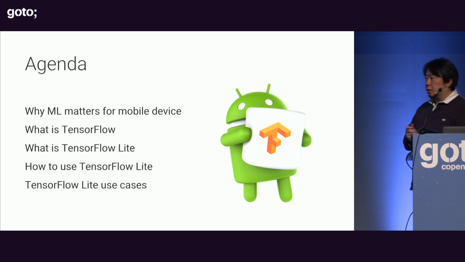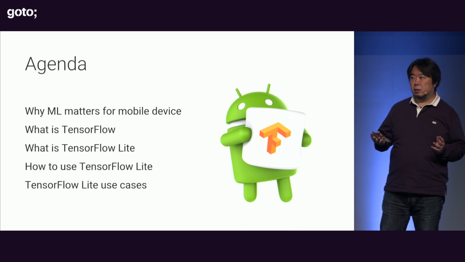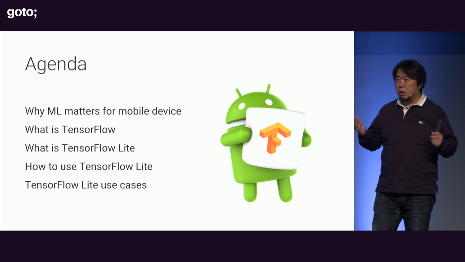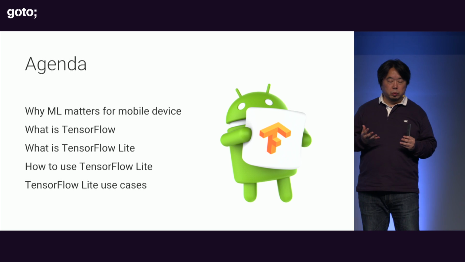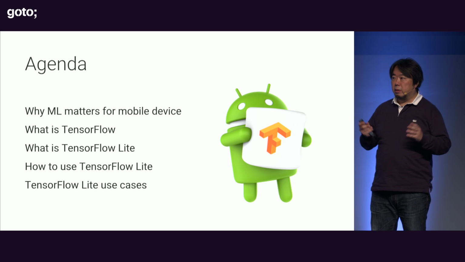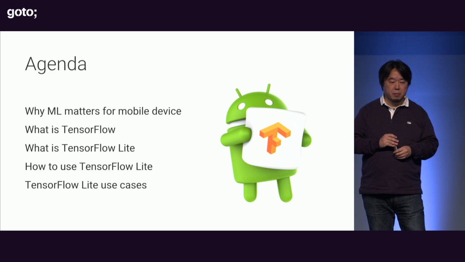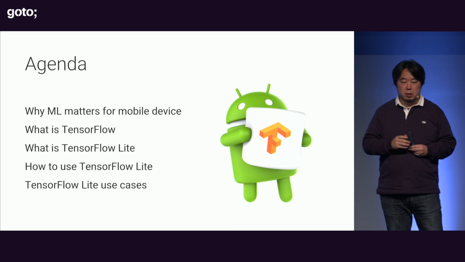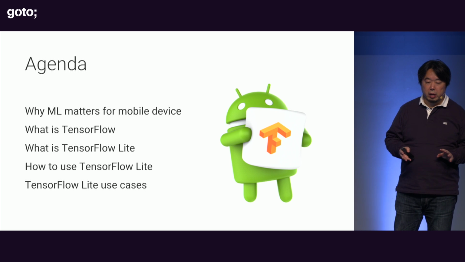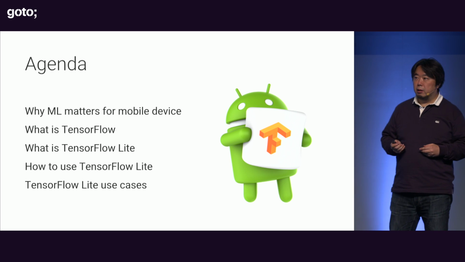So today, I'd like to discuss these topics. Why ML matters for you, especially for mobile devices or embedded devices. And what is TensorFlow? TensorFlow is the open source framework developed by Google to build your own machine learning and deep learning model from scratch. And what is TensorFlow Lite? TensorFlow Lite is the lightweight version of the TensorFlow runtime that runs on mobile devices and embedded systems. And how you can write your own program code to use TensorFlow Lite. And lastly, I'd like to show many interesting videos and demos using TensorFlow Lite.